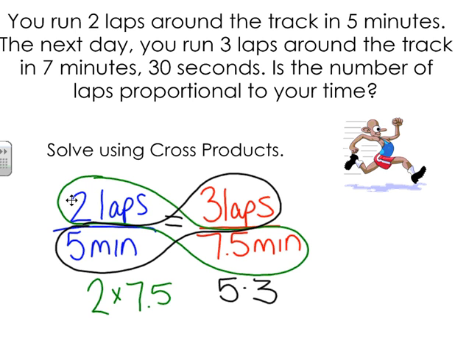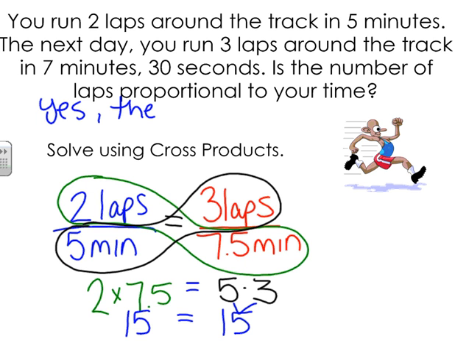And now I can just simplify. So 2 multiplied by 7.5 is 15. 5 multiplied by 3 is 15. And because those 2 amounts are equal, because my 2 cross products are equal, then I could make the same conclusion as before and say, yes, the number of laps is proportional to my time.